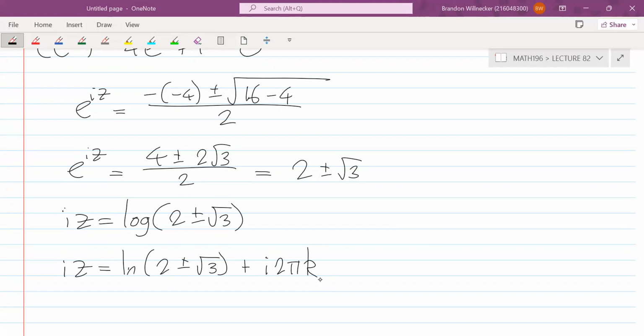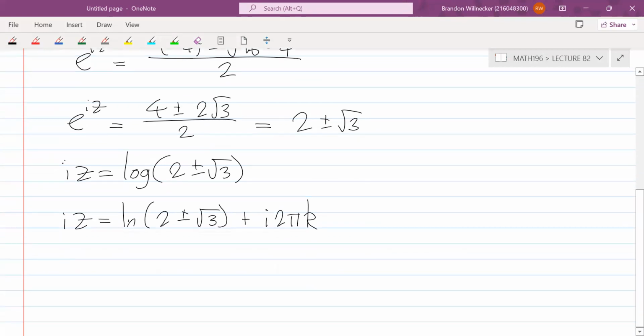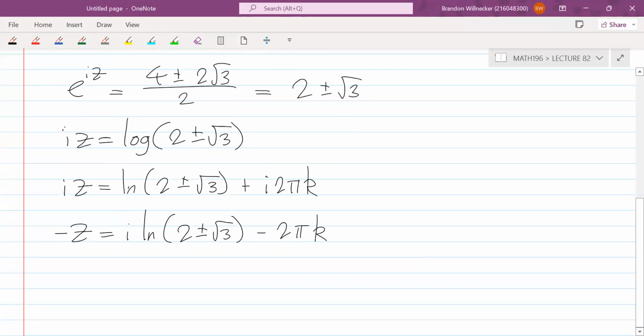Next, we've got iz, but we actually want z. So let's multiply through by i. So we're going to have minus z is going to be i times the natural log of 2 plus or minus root 3, minus 2 pi k. And then finally, we can multiply through by minus 1, and we get z is equal to 2 pi k minus i times the natural log of 2 plus or minus root 3.